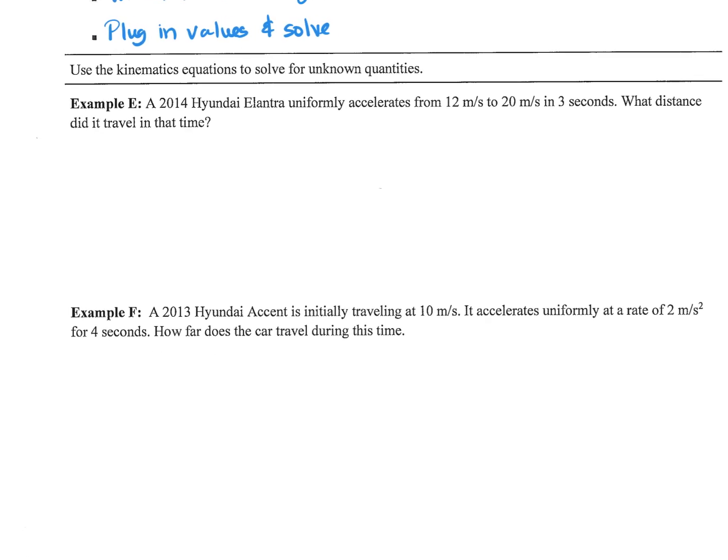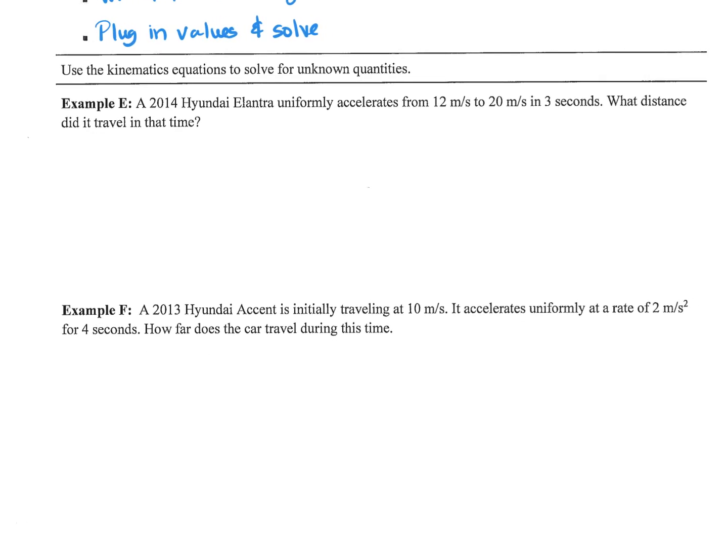A Hyundai Elantra uniformly accelerates from 12 meters per second to 20 meters per second in 3 seconds. What distance did it travel? So let's do step 1. Let's list what we know. What is this telling me? Initial velocity. So V naught is 12 meters per second. What does this tell me? V final. So V is 20 meters per second. What does this tell me? Time is 3 seconds.